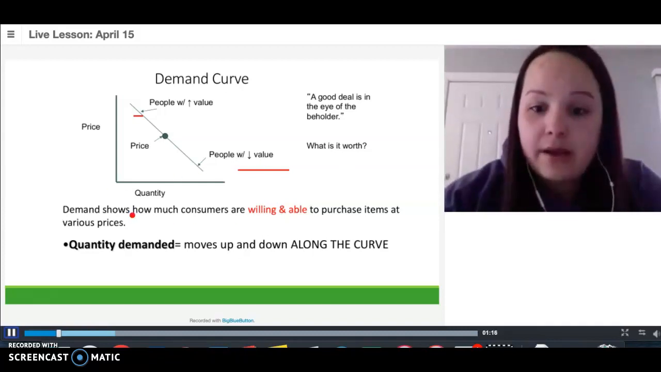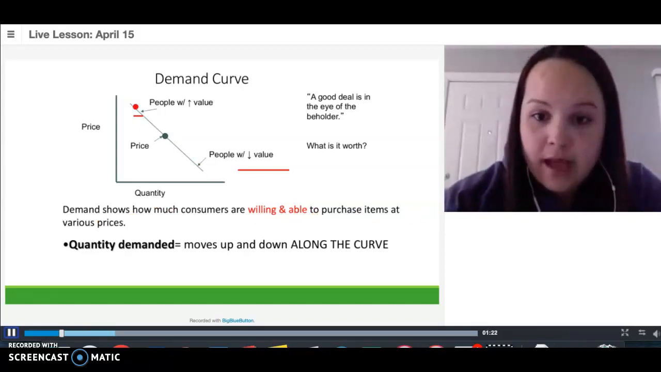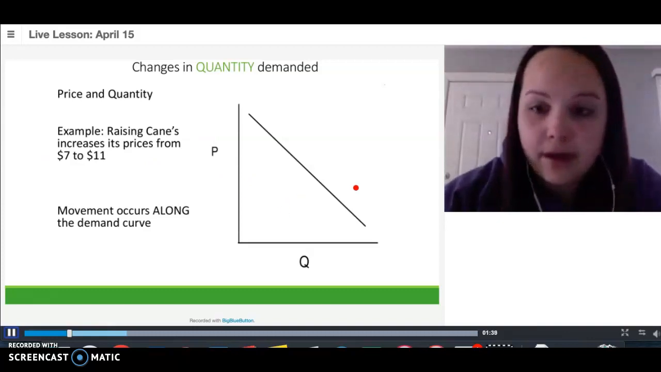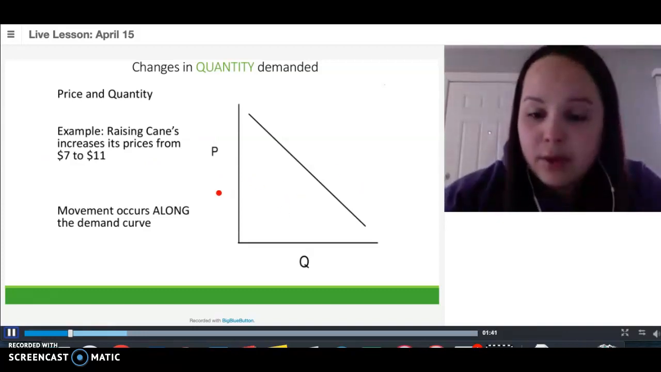Now, again, this demand curve shows how much consumers are willing and able to purchase items at various prices. As we move along this curve, like we did yesterday, this is showing quantity demanded. So that moves up and down the curve. For example, on the next slide here, similar to the practice we had yesterday, let's say that Raising Cane's increases its prices from $7 to $11. So if we were going to graph that, let's say $7 is down here. So that's its original price.